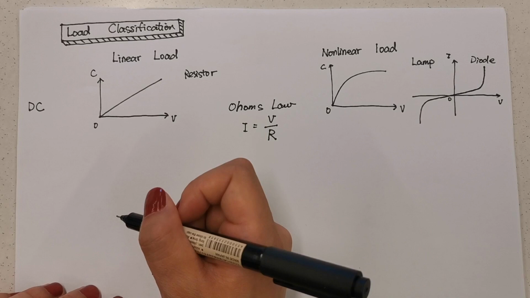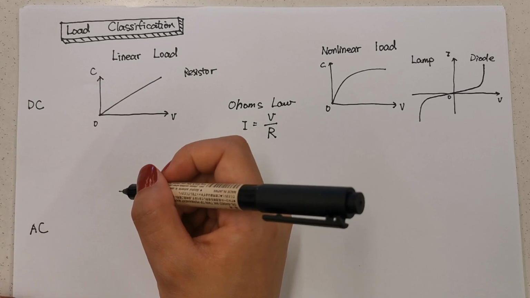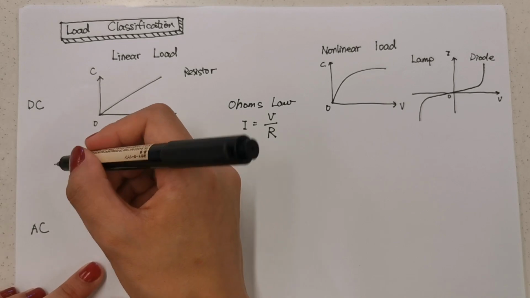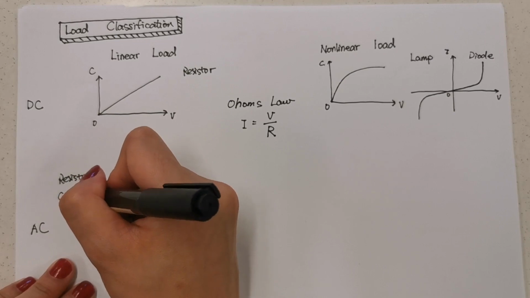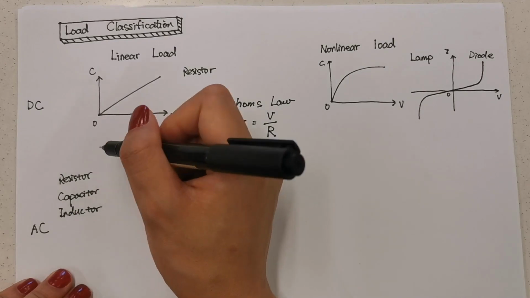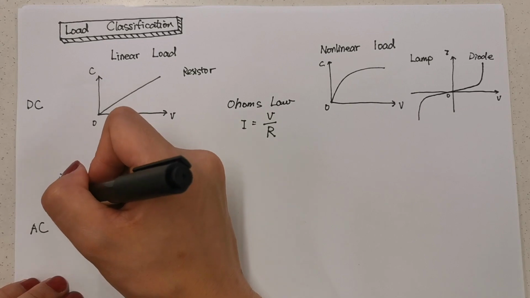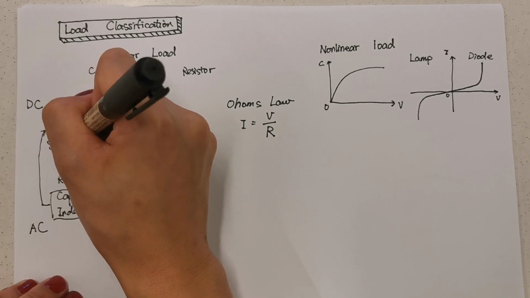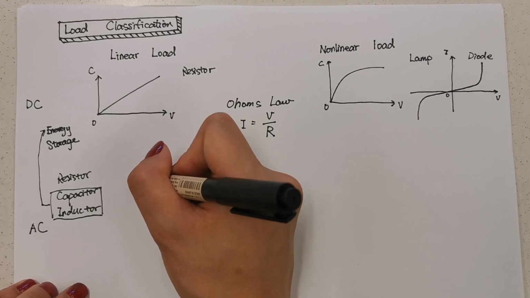Let's move on to AC circuit. We have to first talk about another concept you might learn in ELEC 2104, which is impedance. We have resistor, capacitor, and inductor. The resistor is the same as in DC circuit. We use capacitor and inductor as energy storage. However, in AC circuit, we look at this as an impedance.